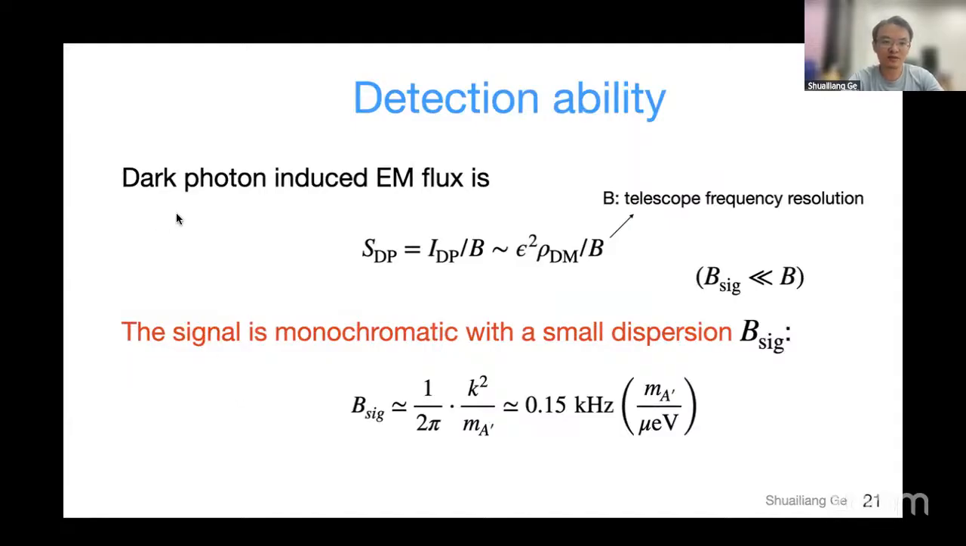On one hand, we can calculate the electromagnetic flux induced by the dark photon dark matter, and the result is simple. The signal is proportional to the dark matter density and suppressed by the coupling squared. We also divide by the telescope frequency resolution because we want to express the signal in terms of the spectral flux density. And one feature of the signal is that it is nearly monochromatic. The dispersion is very small. This is because the dark photon dark matter is non-relativistic and has a very small velocity dispersion because it follows the Maxwellian distribution. So the signal is nearly monochromatic.